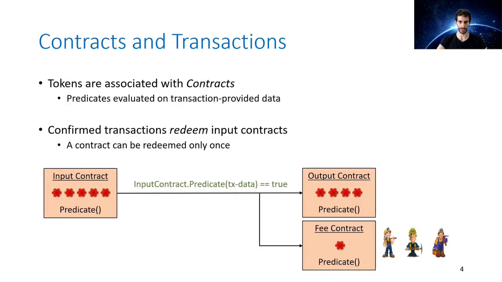The system tokens are associated with contracts. These are predicates evaluated on transaction data. A valid transaction must satisfy the contract's predicate. We say a transaction redeems an input contract once it's confirmed, and each contract can be redeemed only once.